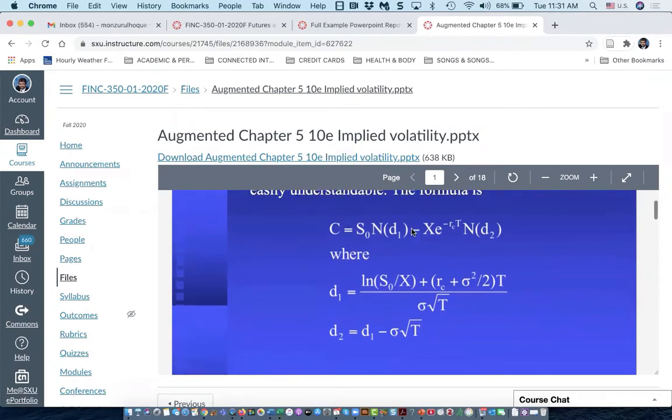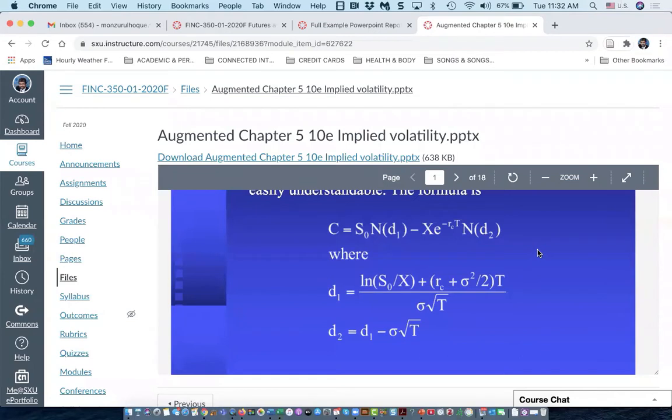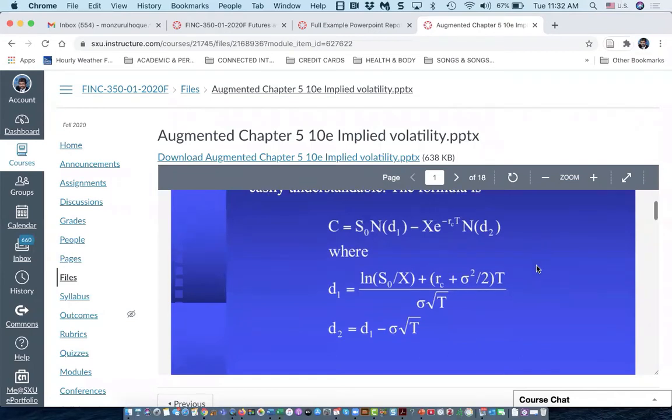So how many variables in here? 5. Very good. So in this case, what is the unknown? C. Very good. C is the unknown. Rest of them are known, right? S sub 0 is known, X is known, R is known, T is known, right? All of them are known.